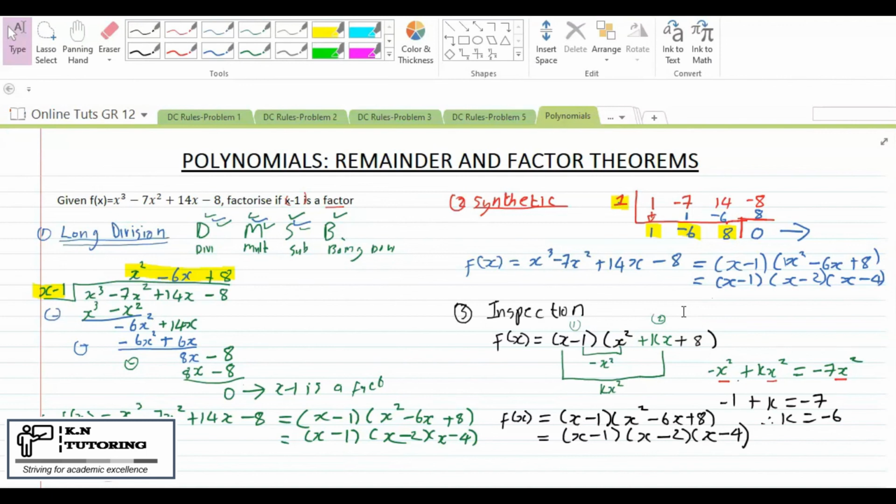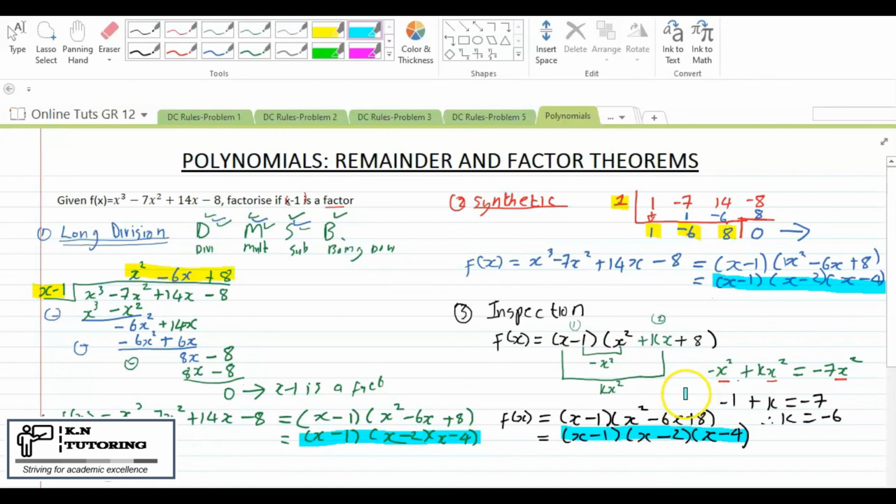You can see that if you use long division, we get this. If we use the synthetic method, we get this. And if we use the inspection method, we also get this. Three different methods giving us one equal answer. Okay, grade 12, like I said, we've got 3 methods. You use the one that you prefer.